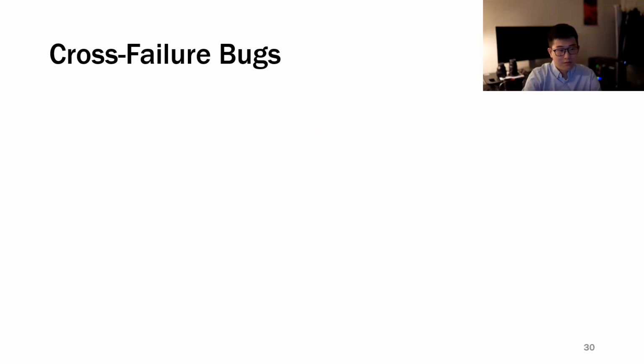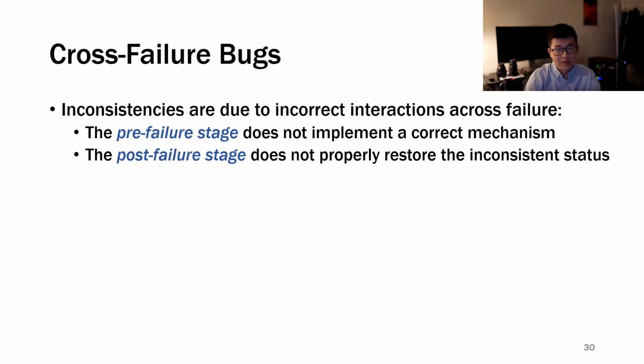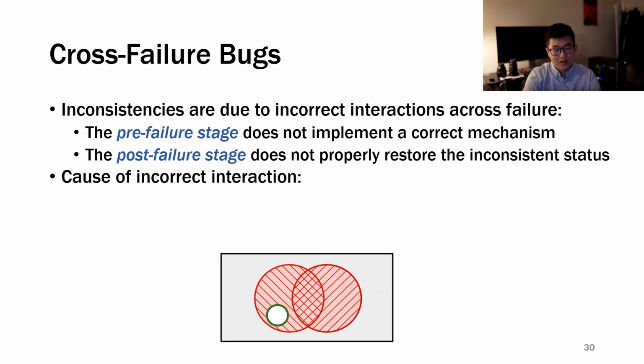So in summary, we have to identify two types of cross-failure bugs: cross-failure race and cross-failure semantic bugs. And inconsistencies are due to the incorrect interactions of cross-failure. If the pre-failure stage doesn't implement a correct mechanism, or the post-failure stage doesn't properly restore the status, it can lead to the program being buggy and not recoverable. And here's a Venn diagram showing such categorization.